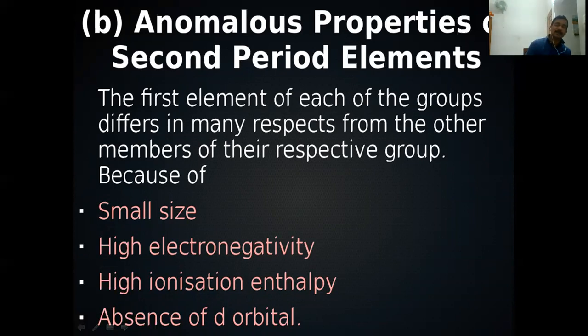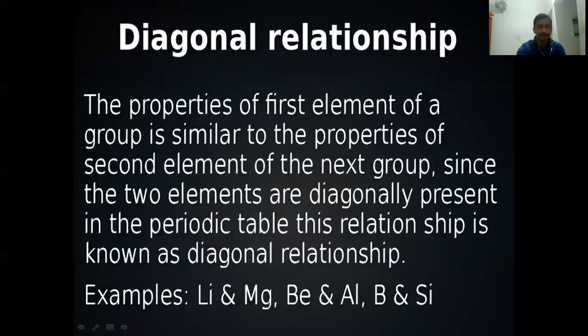In the second period, the second orbit has only 2s and 2p orbitals. There is no 3d orbital. But in the third period, 3s, 3p, 3d orbitals are present. So in this case, they have no d orbital. These are the reasons for their anomalous behavior.